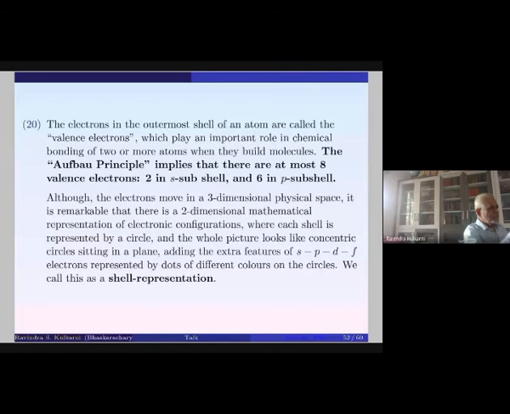Although the electrons move in a three-dimensional physical space, it is remarkable that there is a two-dimensional mathematical representation of electronic configurations, where each shell is just represented by a circle, not some spherical ring. And the whole picture looks like concentric circles sitting in a plane, adding the extra features of S, P, D, F electrons represented by dots of different colors on the circles. We call this a shell representation of that atom.